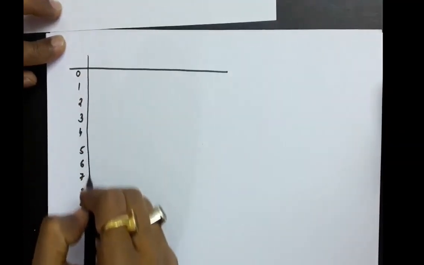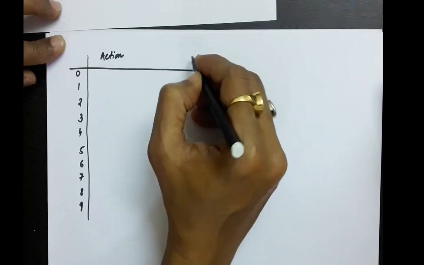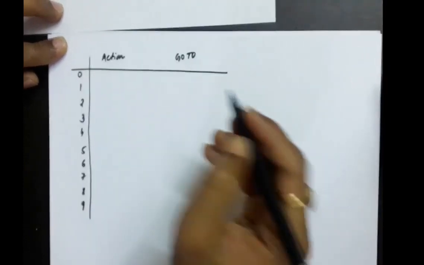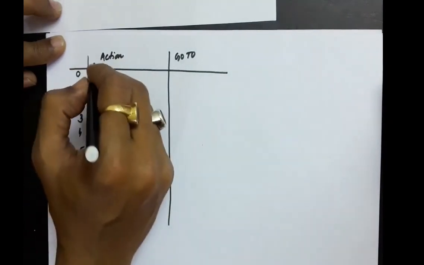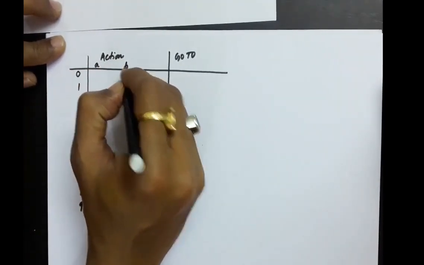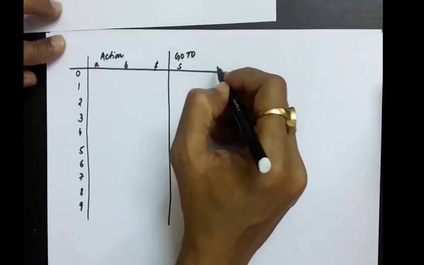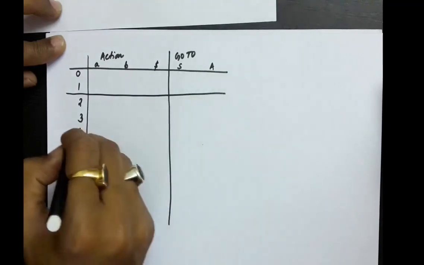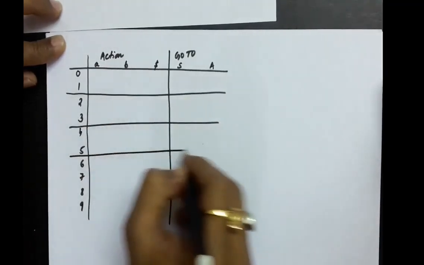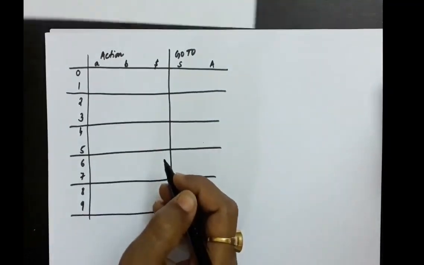There are two parts in this parsing table, one part is action, the other part is go to. In action we will have all the terminal symbols. So in this case the terminal symbols are a, b and $. In the go to part we have capital S and capital A. Now let's make entries to this table according to this canonical collection of the items.